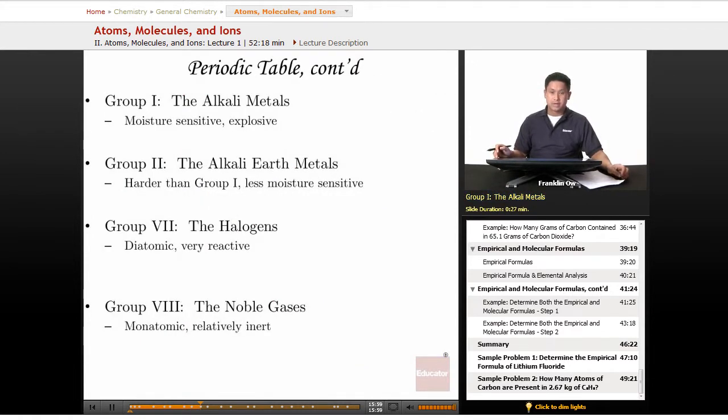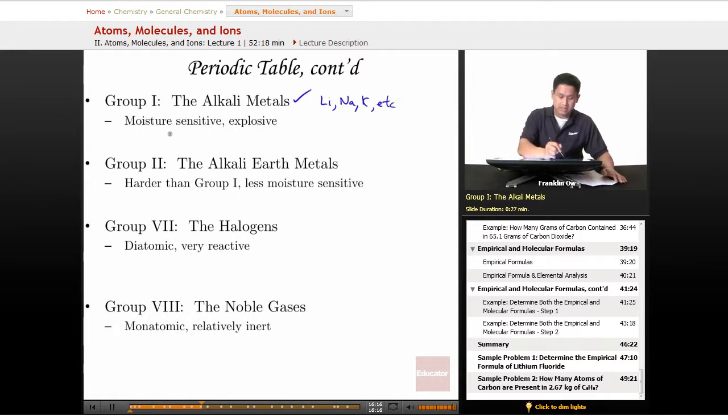Now, what we're going to analyze next are some of the major columns of the periodic table. Okay, group 1 is what we call the alkali metals, such as lithium and sodium and potassium, etc. And group 1 metals tend to have the following characteristics. That is, they're moisture sensitive, which means they have a tendency to react with water, and they can be explosive when they react with water.